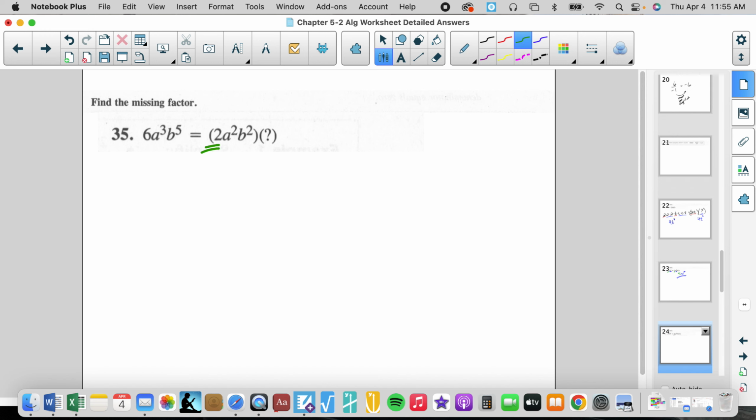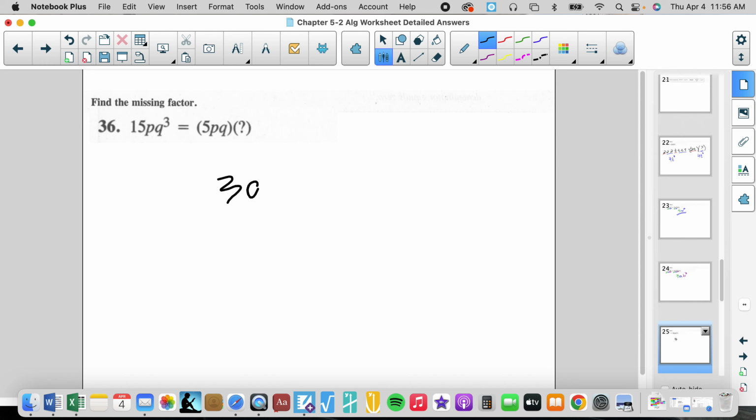So let's look at coefficients. So that's 3. Let's look at the a's. A squared, a cubed. We're missing an a. And let's look at b squared, b to the fifth. That's b to the third. So 3ab to the third. It's probably the easiest way to do this. So now we can do it real fast. 5 into 15 is 3. P into p doesn't need anything. Q to the third is q squared.